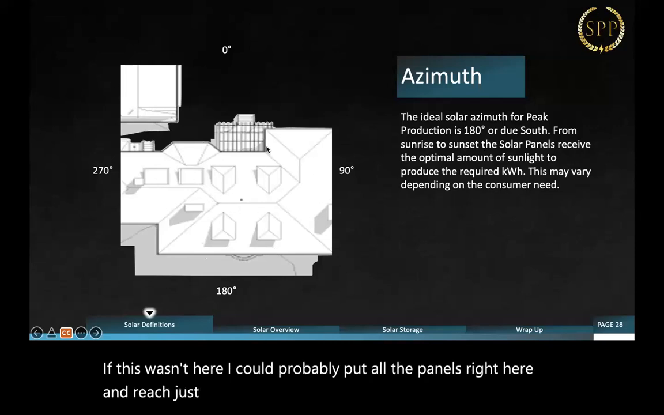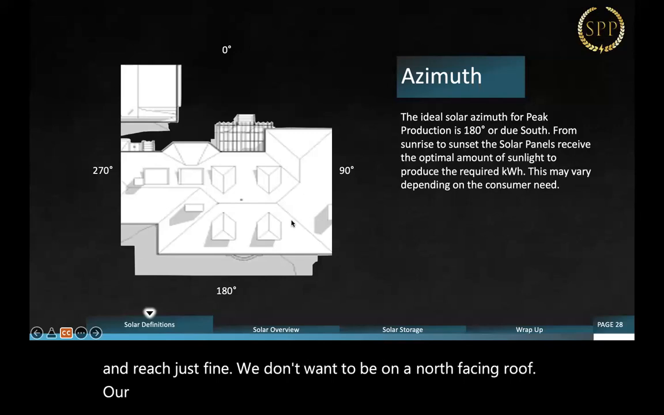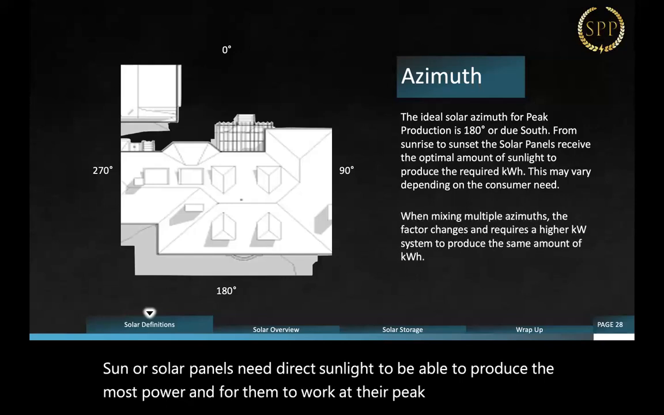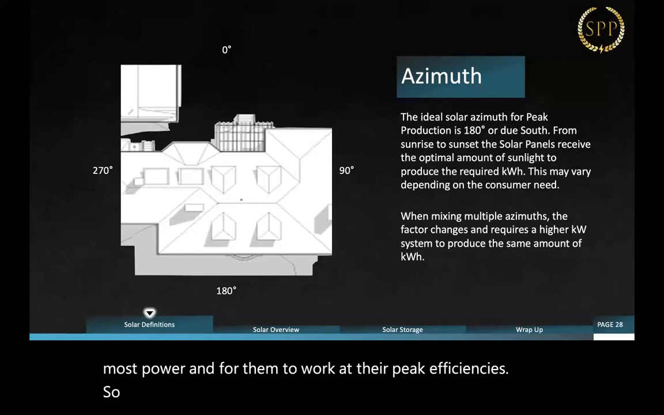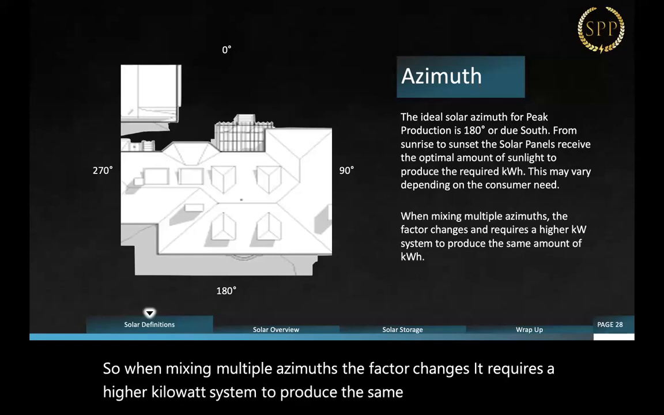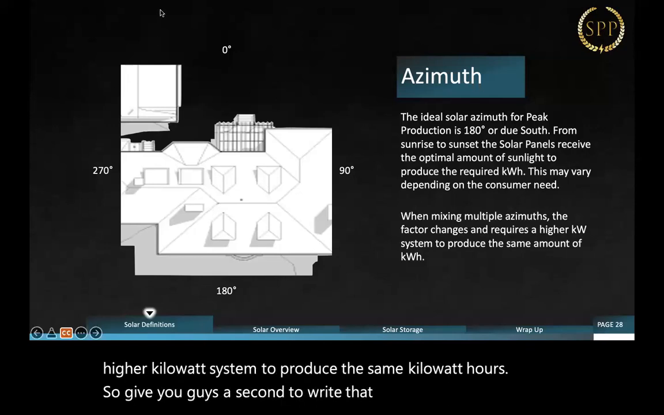We don't want to be on a north facing roof. Solar panels need direct sunlight to be able to produce the most power and for them to work at their peak efficiencies. So when mixing multiple azimuths, the factor changes and requires a higher kilowatt system to produce the same kilowatt hours. So I'll give you guys a second to write that down, because I'm going to explain how that works here in just a moment.